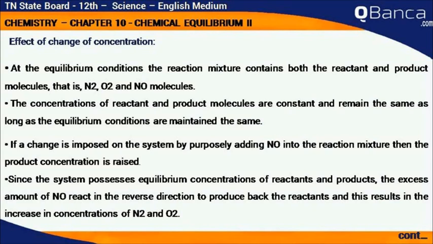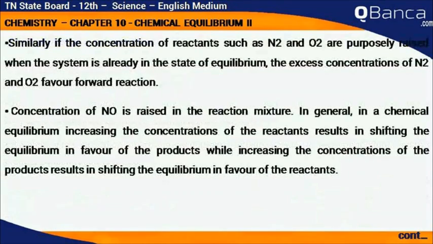then the product concentration is raised. Since the system possesses equilibrium concentrations of reactants and products, the excess amount of NO reacts in the reverse direction to produce back the reactants, and this results in the increase in concentration of N2 and O2. Similarly, if the concentrations of reactants such as N2 and O2 are purposely raised when the system is already in the state of equilibrium, the excess concentration of N2 and O2 favors the forward reaction. Concentration of NO is raised in the reaction mixture.